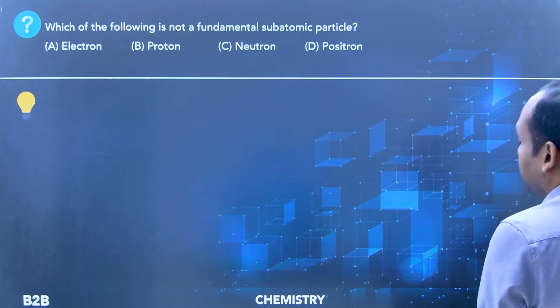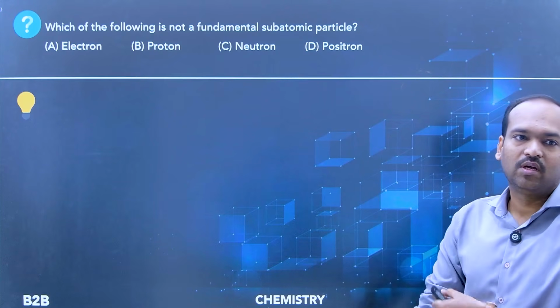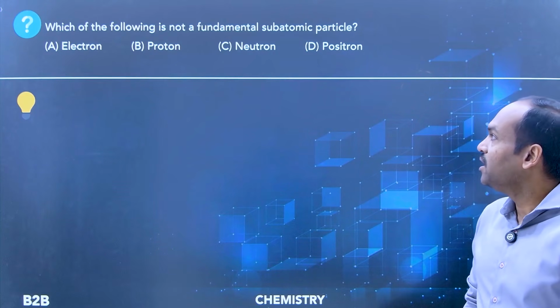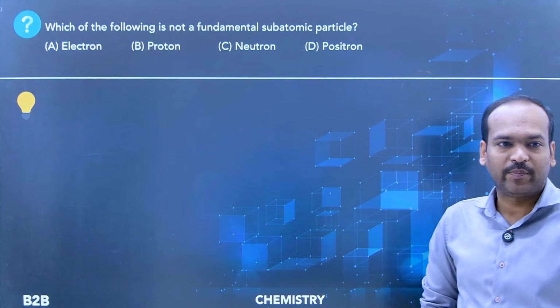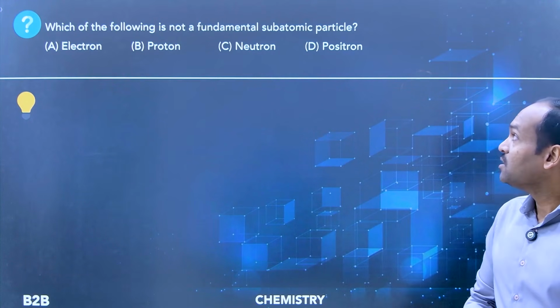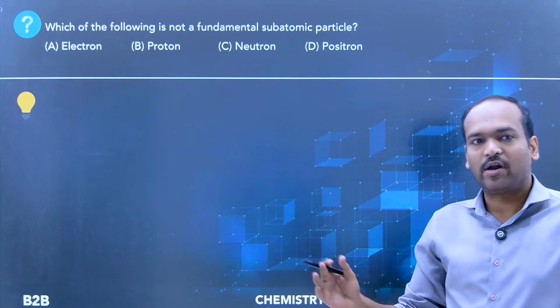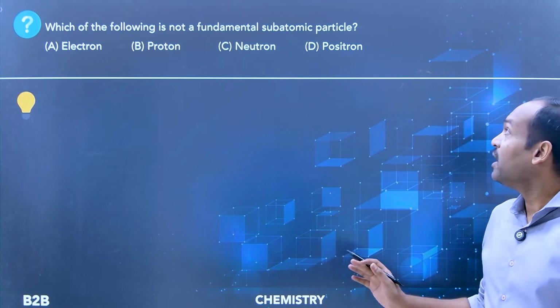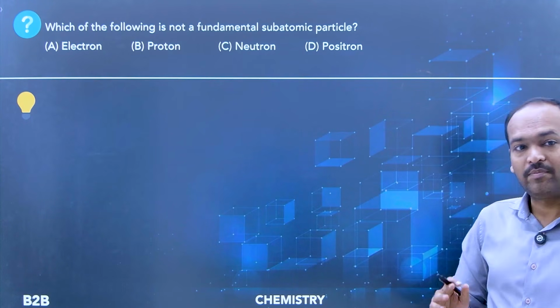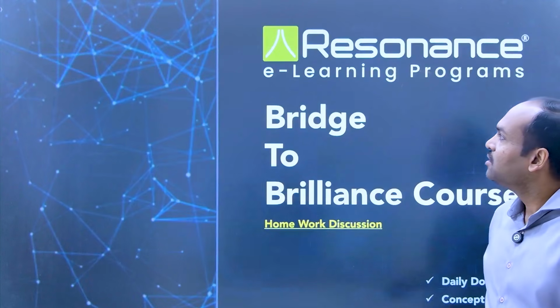Okay. So the answer for this is positron. Electron, proton, neutron, they are subatomic particles. Positron is not a fundamental particle. It is the anti or counterpart of the electron. Positron has positive charge and mass same as the electron.